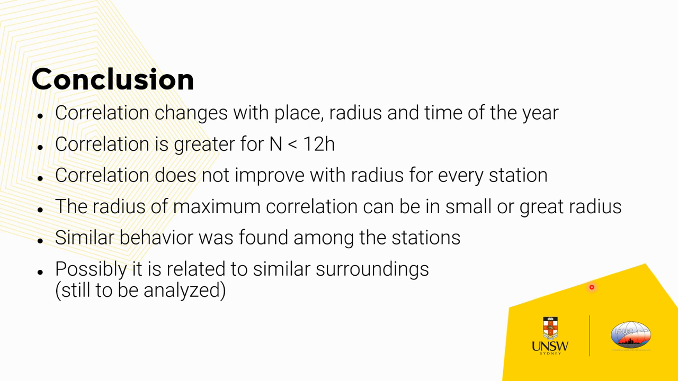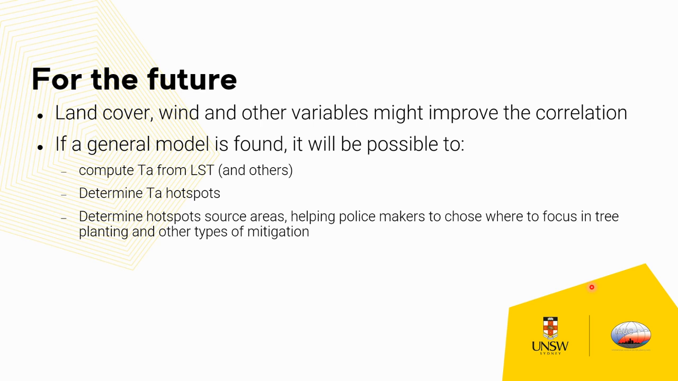So in conclusion, we see that the correlation changed with the weather station, the radius and the time of the year. The correlation is also greater with a photoperiod less than 12 hours. Correlation does not improve with radius for every station, but in some of them it got a great increase. And the radius of maximum correlation can be small or large. Similar behavior was found among the stations, which is possibly related to similar surroundings around them, but that is still to be analyzed.